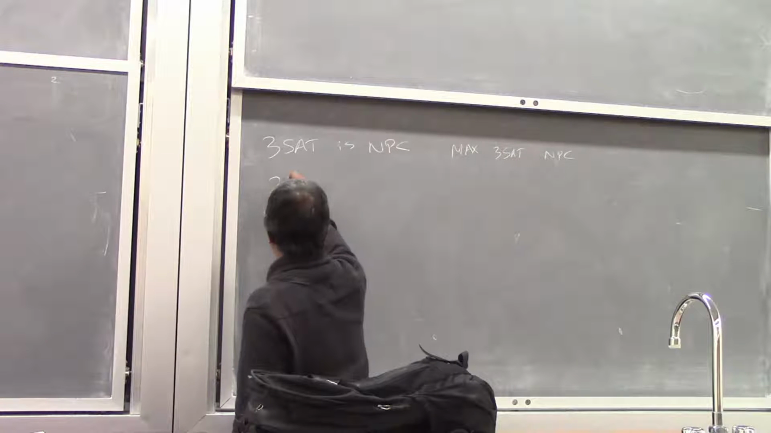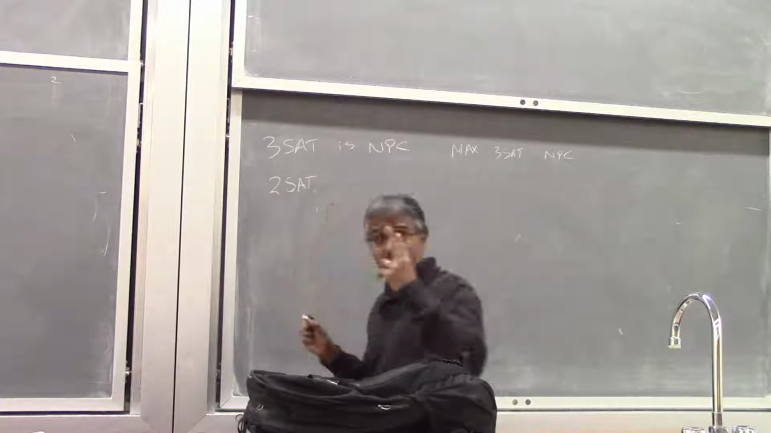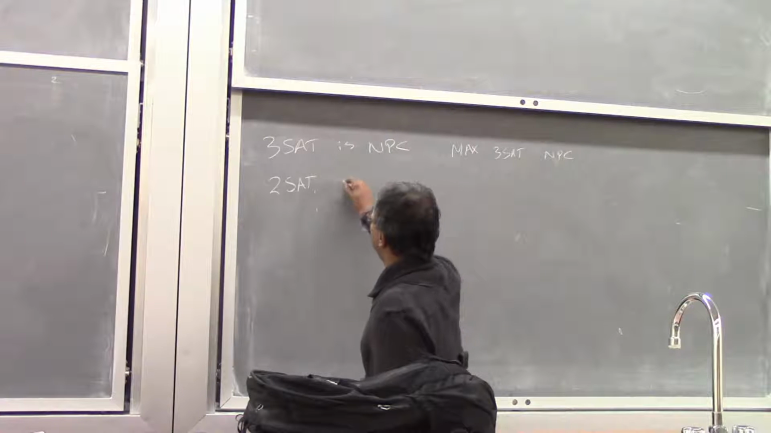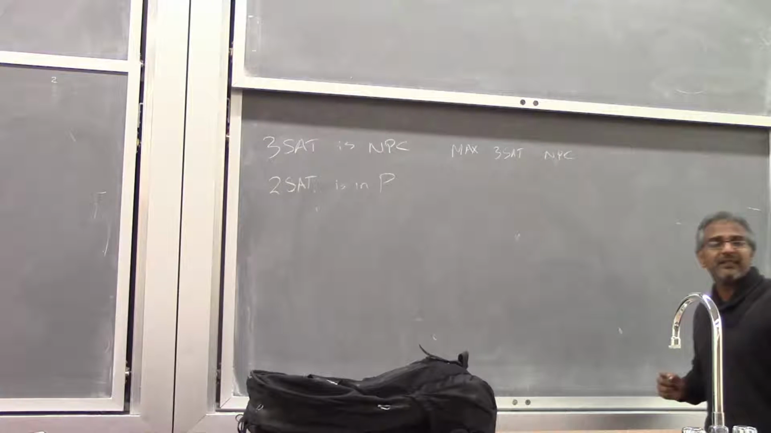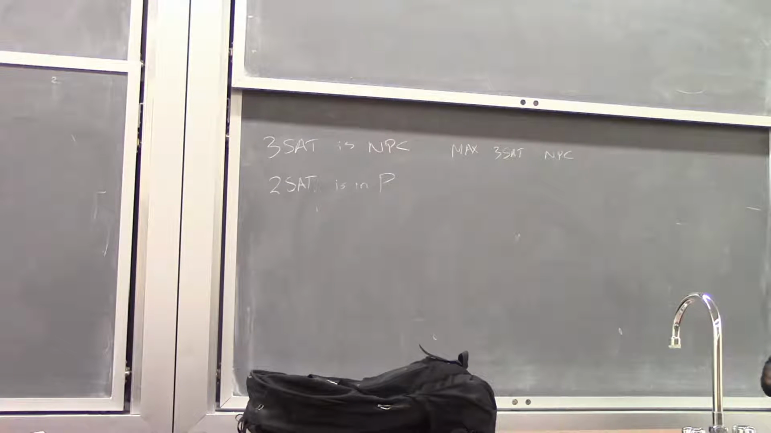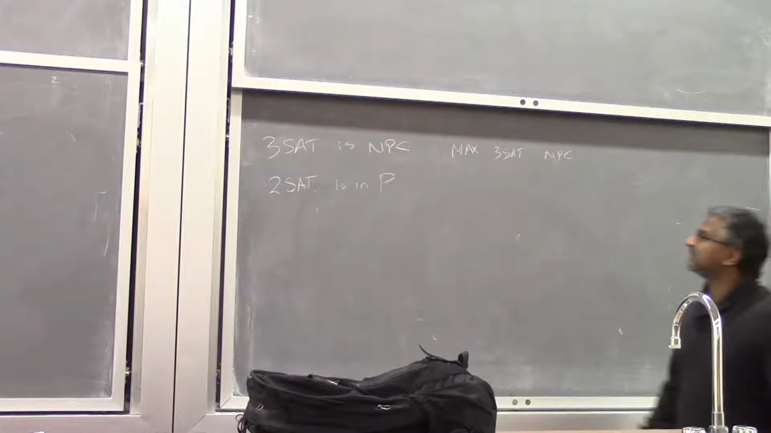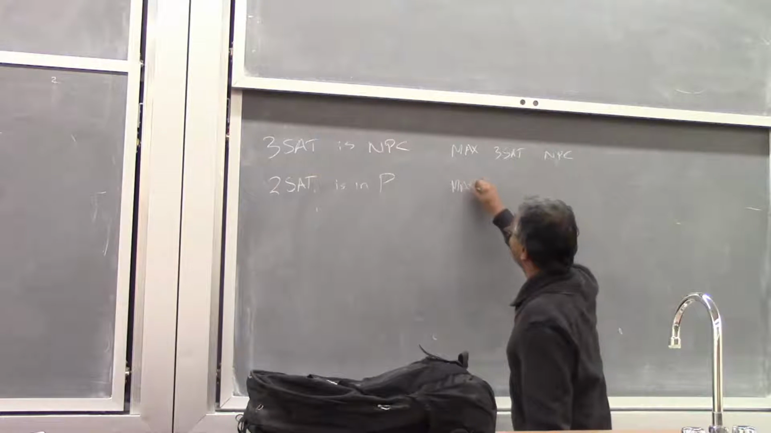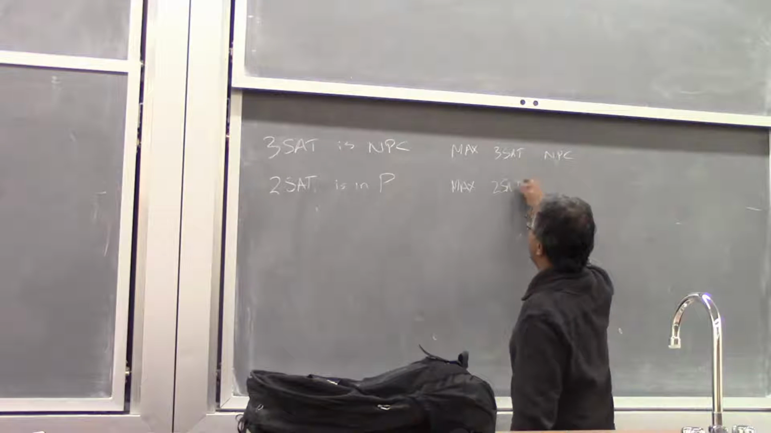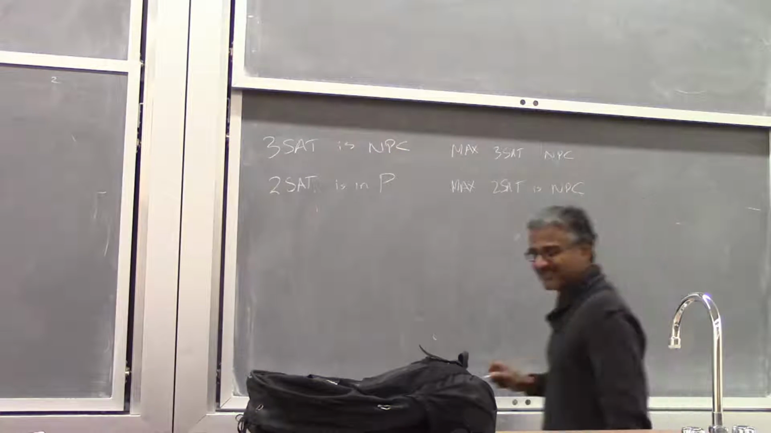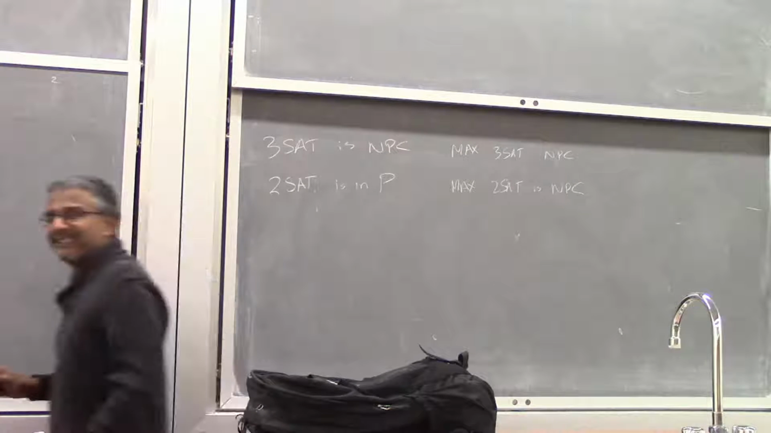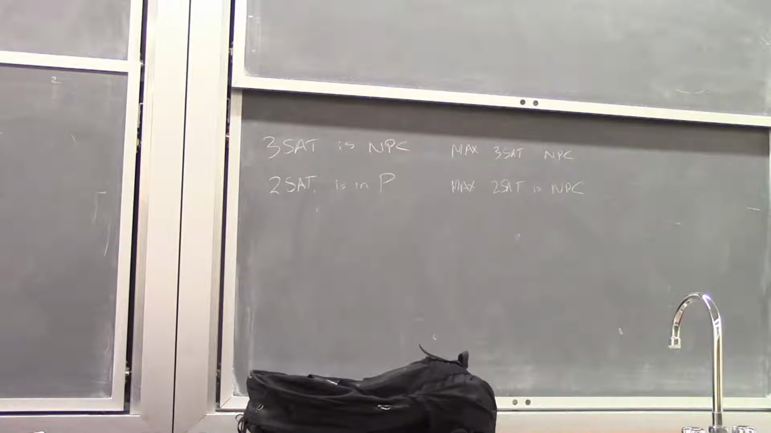Now, 2 SAT, where you only have 2 variables per clause, is in P. I don't know if you know this already, but this is kind of a cool little fact. So going from 2 to 3 is what makes all the difference. Max 2 SAT, for which we can no longer apply the same reasoning, is in fact NP complete. So 2 SAT is not NP complete. It's polynomial time. But max 2 SAT is NP complete.